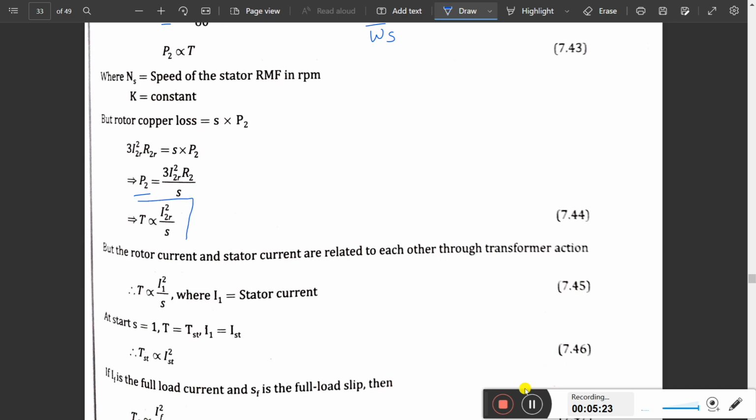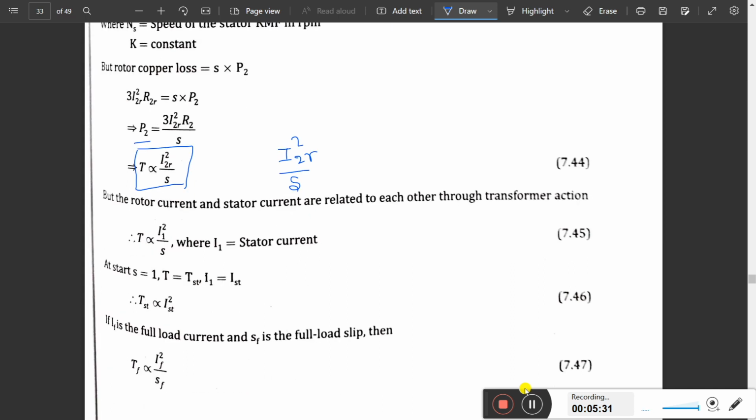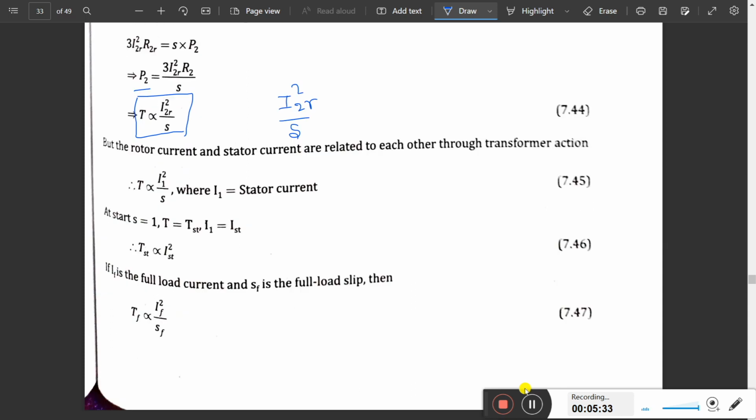Now we can simply say that the torque is directly proportional to the rotor current squared and inversely proportional to the slip. In case of starting, we know S is equal to 1. If you substitute S is equal to 1, you will get this equation.